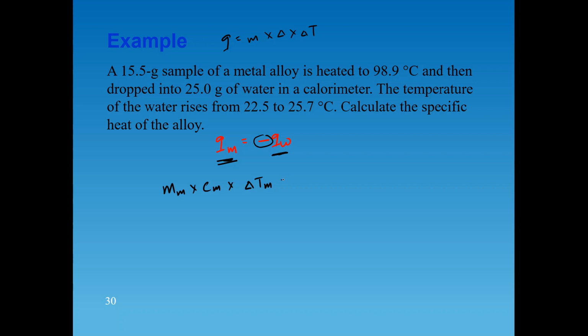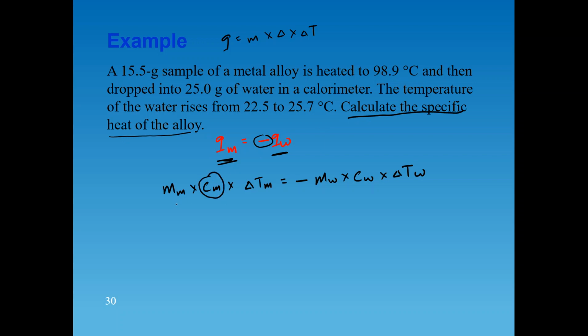And then over on the right side, we put the minus sign first, and then the heat change for the water would be equal to the mass of the water times the specific heat of the water times the change in temperature of the water, all right? Now, remember the aim of this question. The question is asking you to calculate the specific heat of the metal, the alloy. So in other words, we need to isolate this on one side of the equation.